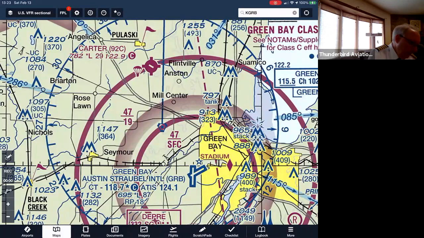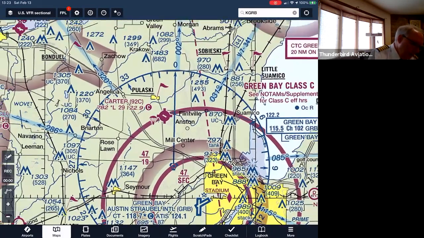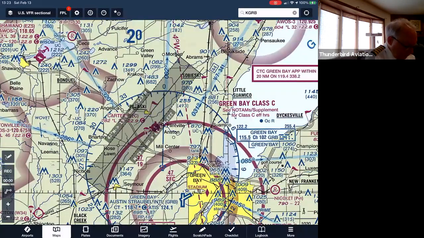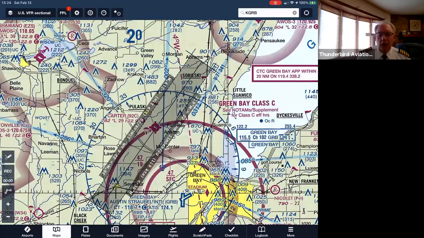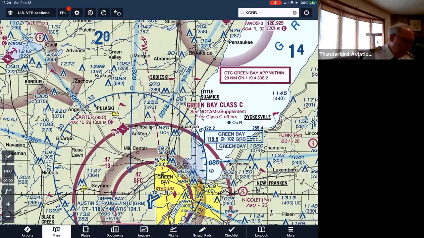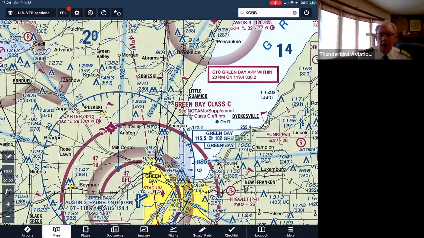So now, same sort of flight, but now we're outside of Carter, and we're flying in towards Carter to fly over Carter and then fly over Seymour. So now our flight is going to be this path right here. Now we're at 2,500 feet in this scenario. Do we have to talk to anybody before we cross that outer ring?